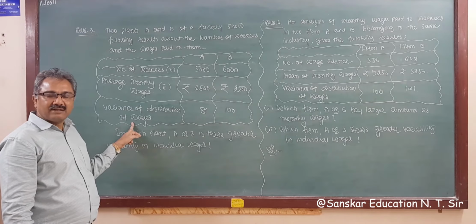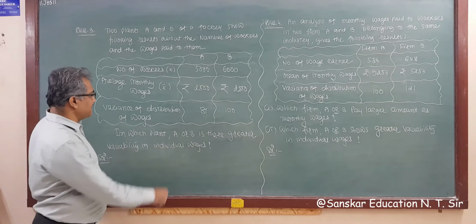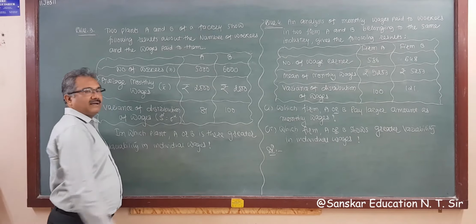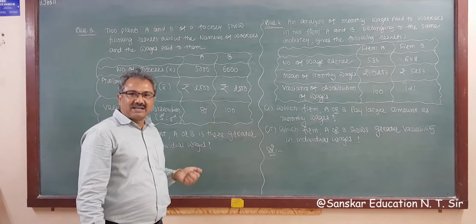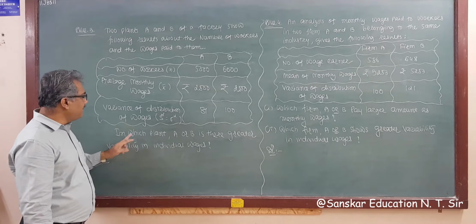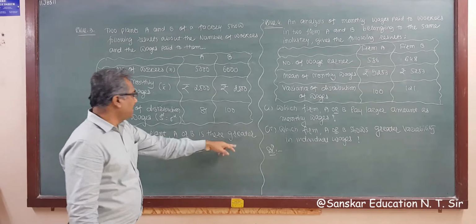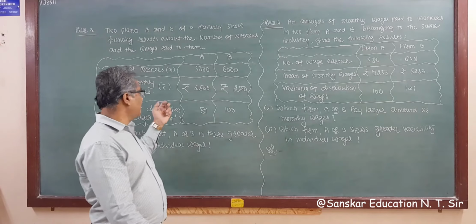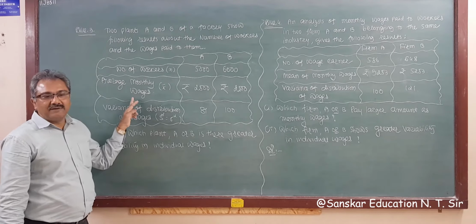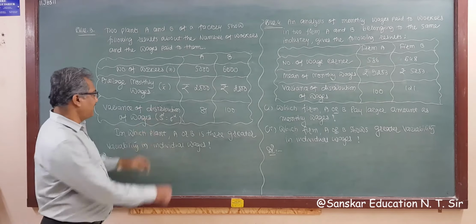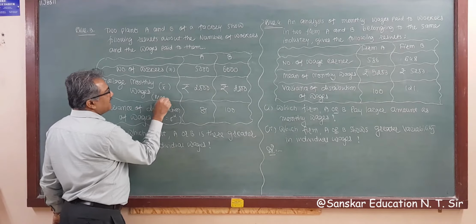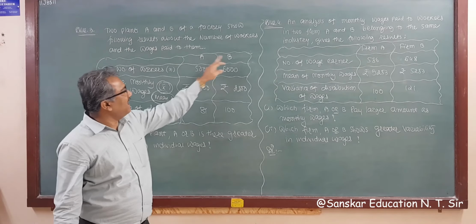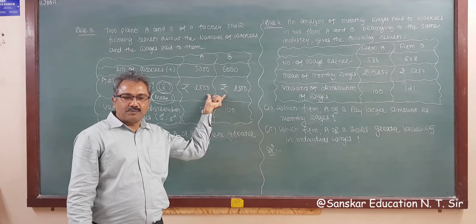This is the variance of the distribution of wages, that is S square or sigma square, which is 81 and 100 respectively. The question is, in which plant, A or B, is there a greater variability in individual wages? The average monthly wages, that is the mean, X bar, of both plants A and B are the same, that is 2,500 rupees.